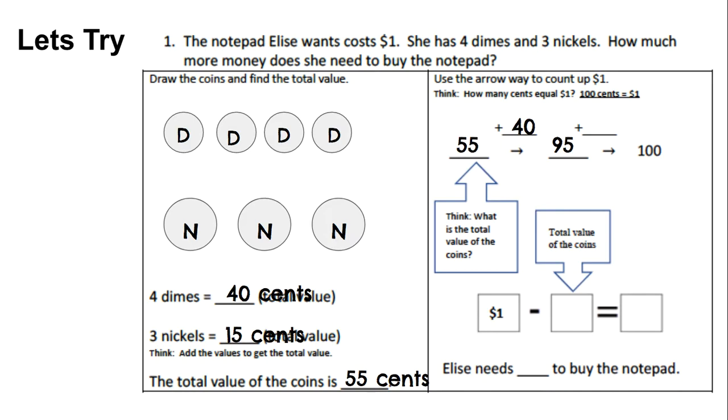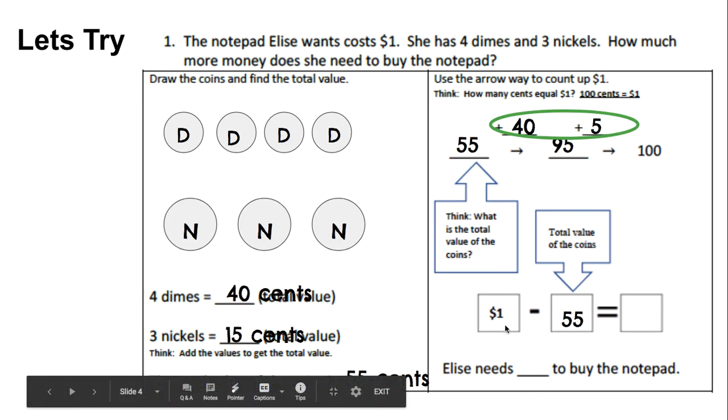All right, now it's quite easy. All I need is 5 cents more to get to my 100 cents or $1. Now, remember, they're asking us how much more money does she need? The money she needs is above. 55 is what she has. Here's how much more we need to add to our 55 to get her what she needs for the notepad, the $1. You can see it in subtraction below. If you did $1 minus what she has, whole minus part, you'll get the missing part, the 45 cents.